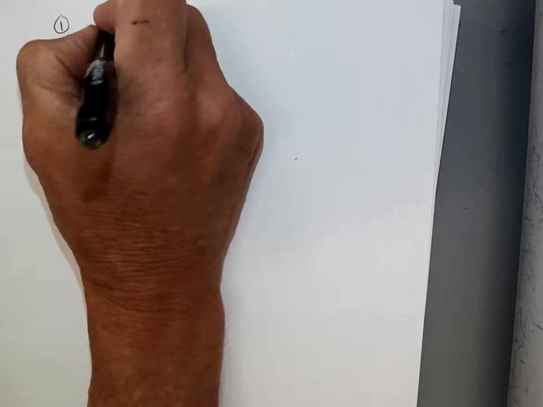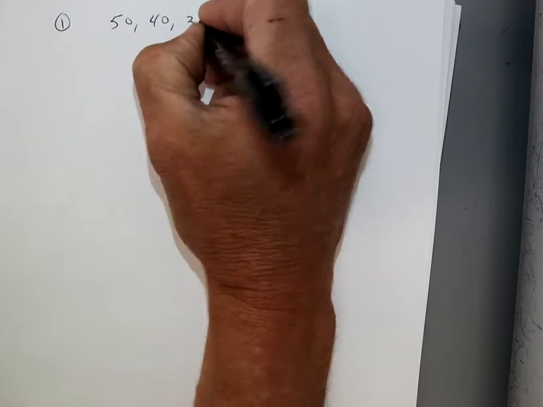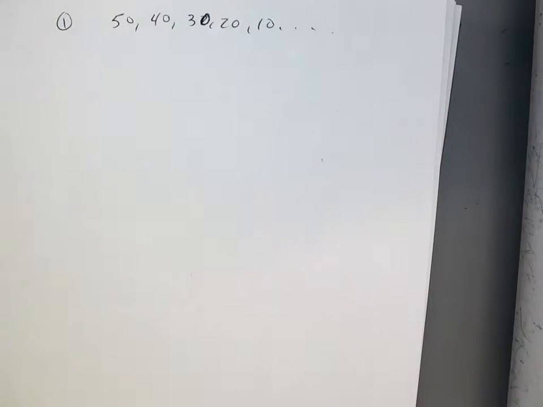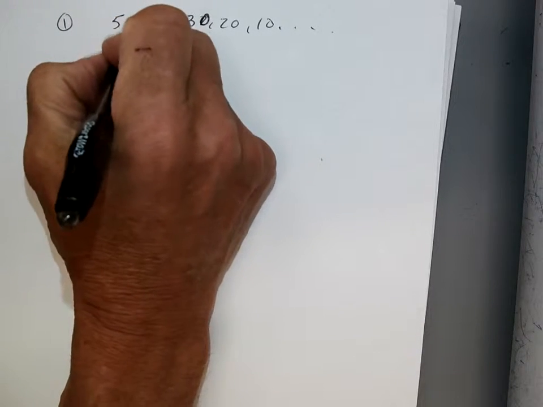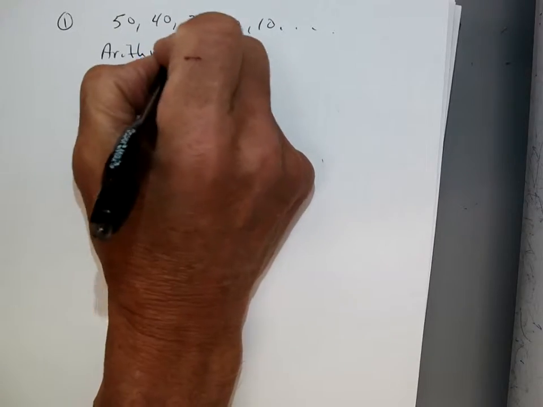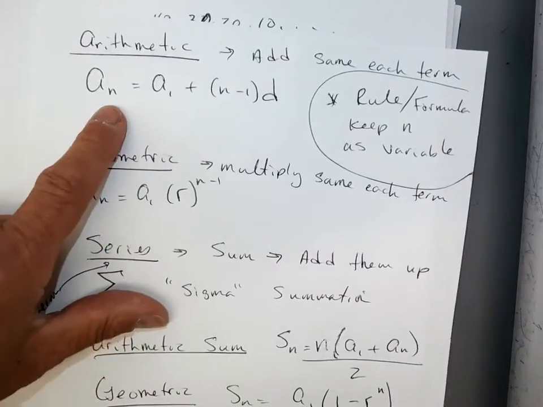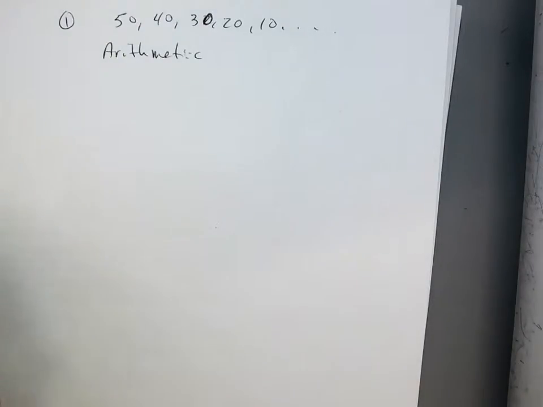So number one. All right, I've got 50, 40, 30, 30, 20, 10, ... First question always: arithmetic or geometric? Arithmetic, because I'm going down by 10. It is arithmetic. Therefore, I'm going to look for my formula. Okay, my formula for arithmetic is a of n equals a1 plus n minus 1 times d. So I'm going to use my formula sheet.